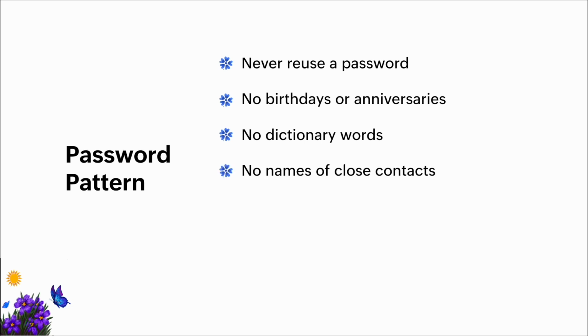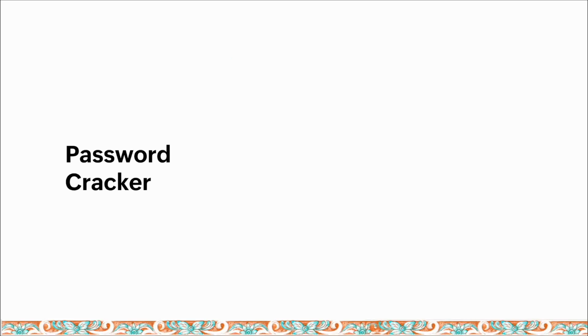And the fourth one is no names of close contacts. If you have your friends' or your partner's name as your email or your password, you are easily prone to attacks. And the final one is a mixture of uppercase, lowercase, and alphanumeric characters. I don't think people really do that. Uppercase, lowercase, and numbers. All right.